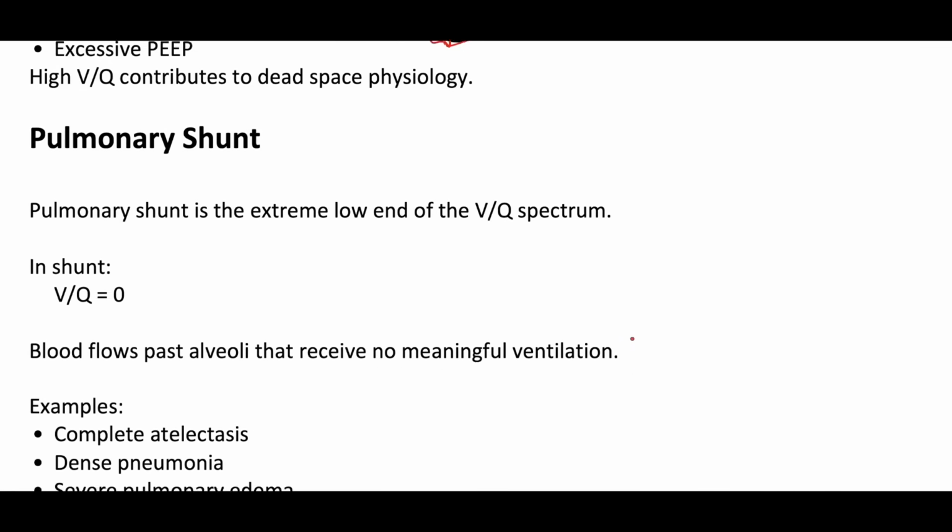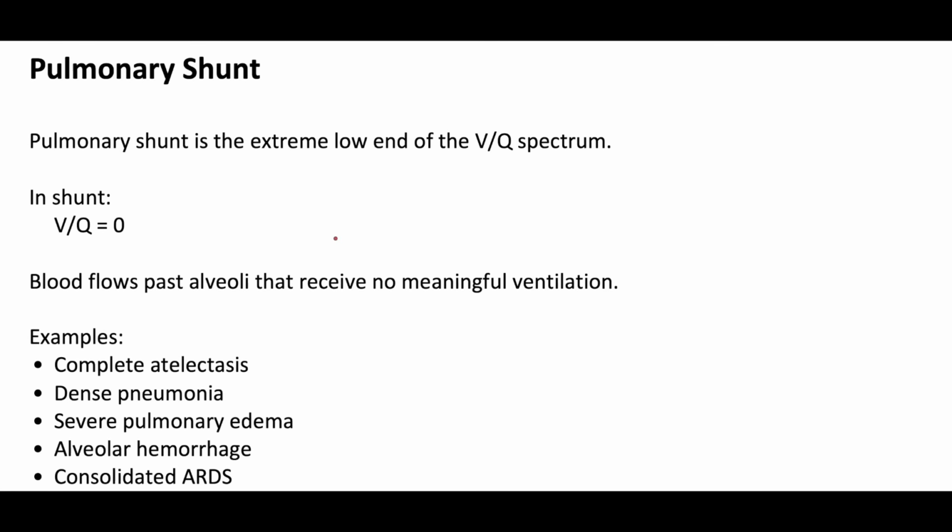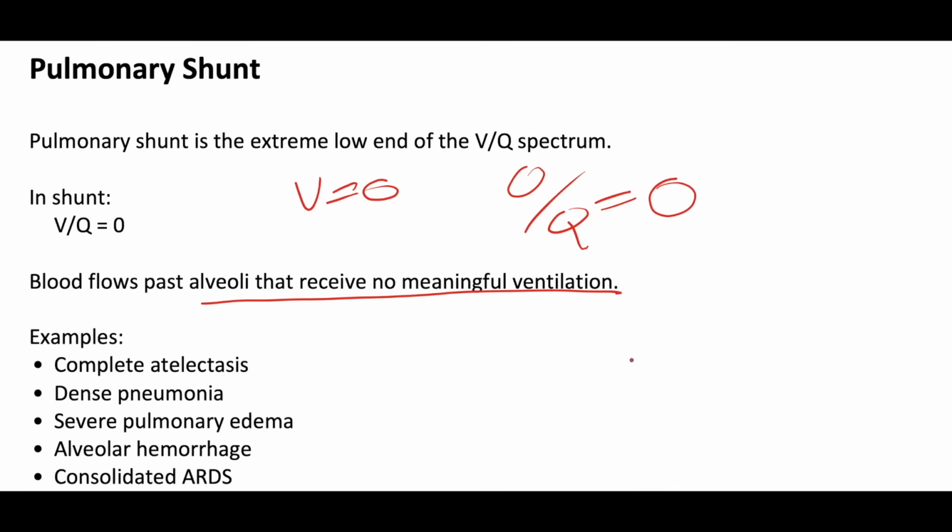This is in comparison to pulmonary shunting. Pulmonary shunting is essentially when there is no ventilation for the amount of perfusion. The VQ matches 0, right? Ventilation equals 0. So it's 0 over perfusion, which equals 0. VQ matching is 0. Blood is just flowing past alveoli that receive no meaningful ventilation.